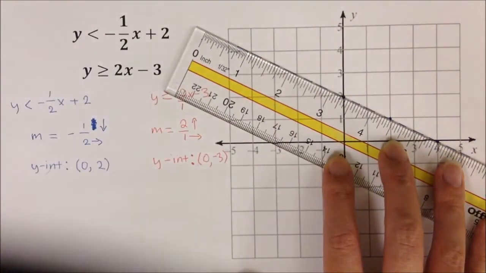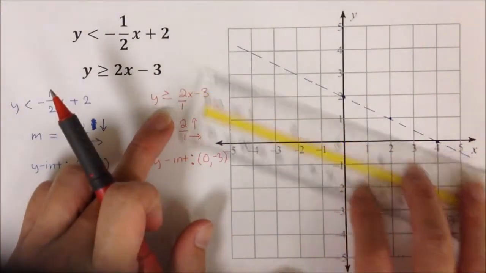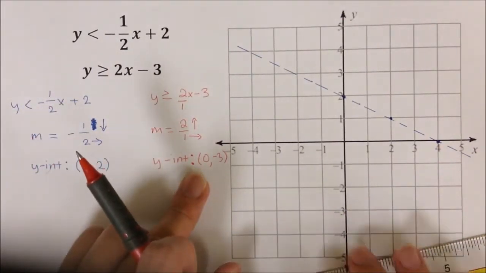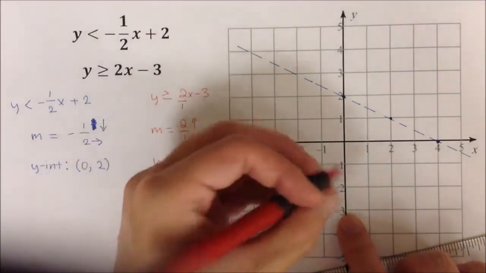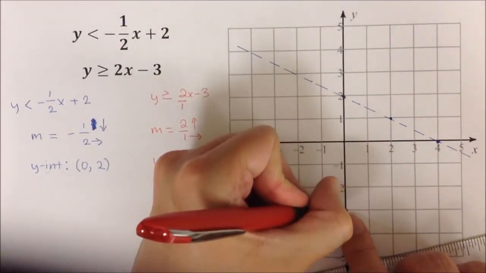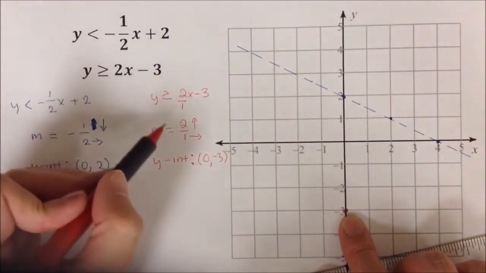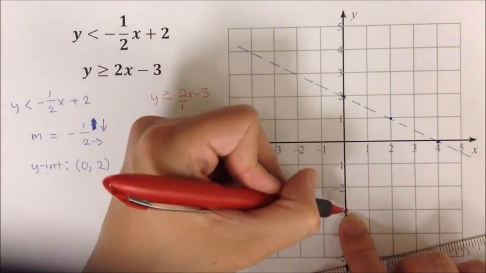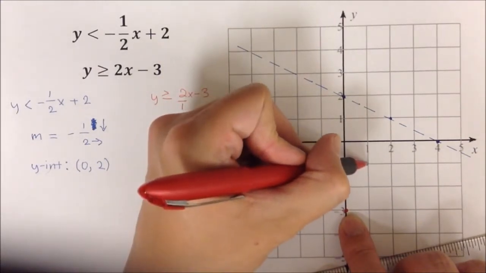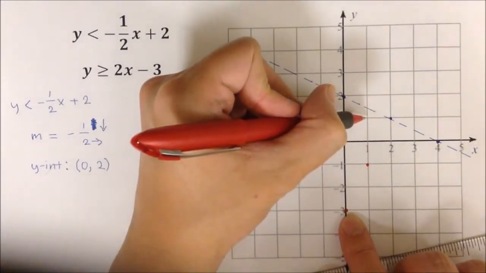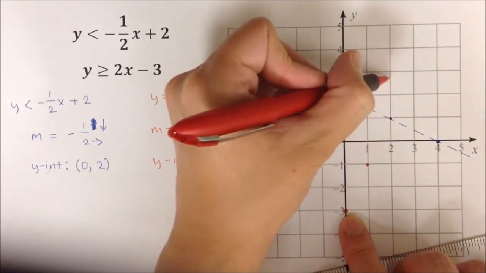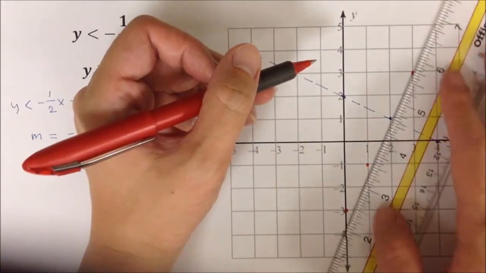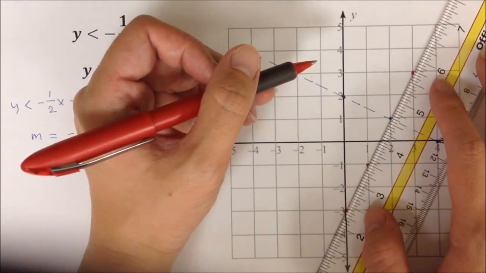Alright, now I'm going to graph the second linear inequality. So I'm going to start at our y-intercept, which is 0, comma, negative 3. It's right here. Our slope tells us to go up 2 and then right 1. So I'm going to go up 2, right 1. Up 2, right 1. So I got 3 points. I'm going to use those 3 points to help me graph.